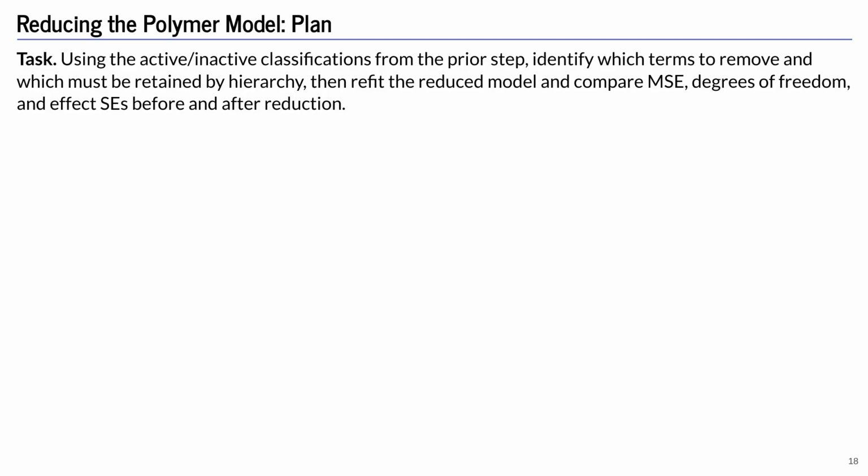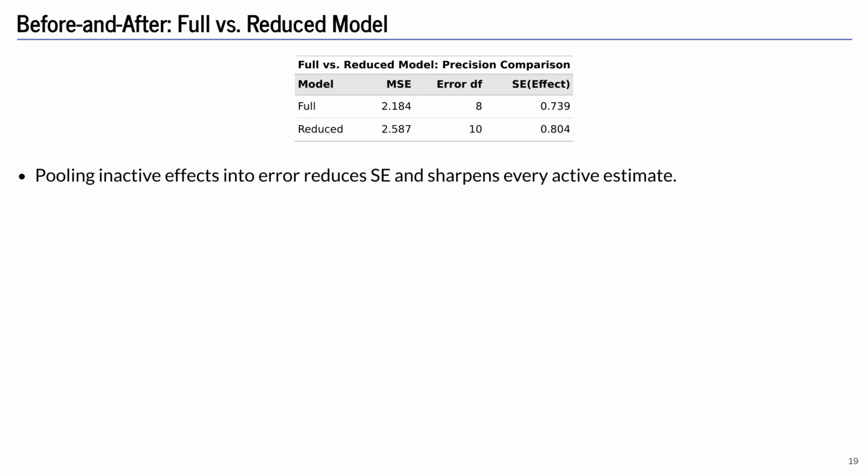The terms we drop are BC and the three-factor interaction ABC. Those degrees of freedom are pooled into the residual. Let us see what that does to the model. Here is the before and after comparison. The full model has a mean squared error of 2.18 with 8 degrees of freedom in the error. The reduced model, after pulling the two inactive terms into the residual, has a mean squared error of 2.59 with 10 degrees of freedom in the error.